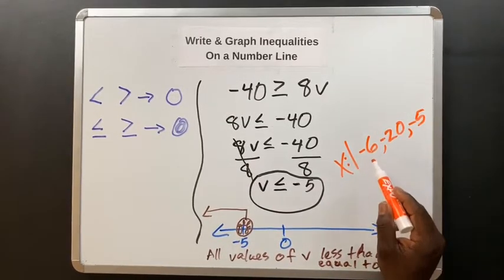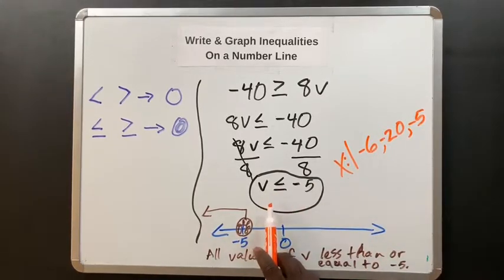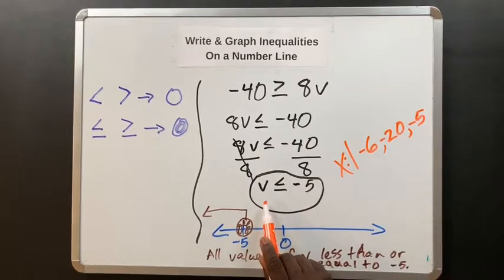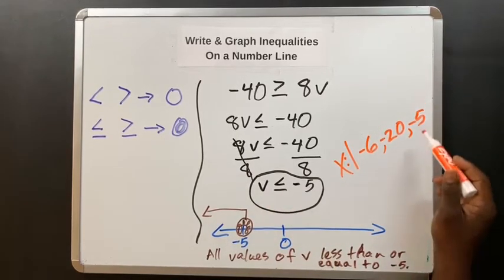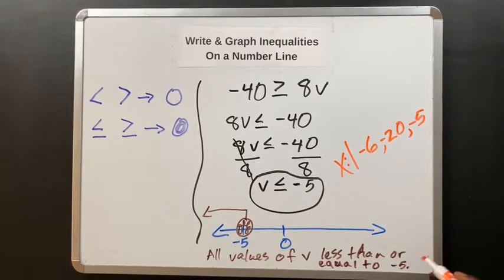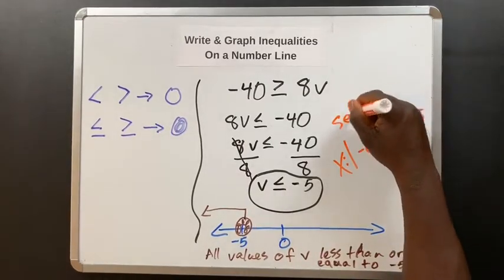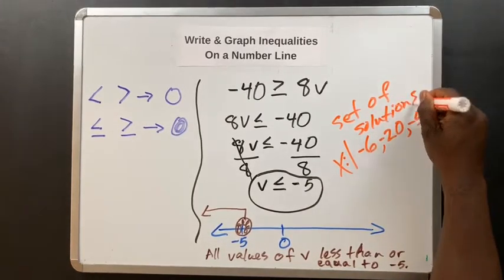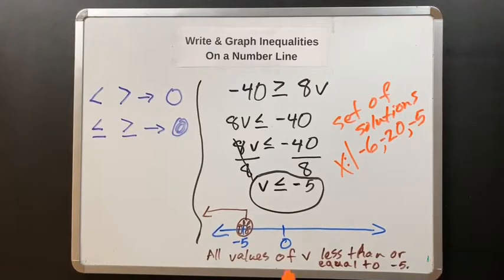Because if I plug in negative 6 for v, negative 6 is less than negative 5. That's true. If I plug in negative 20 for v, negative 20 is less than negative 5. But if I plug in negative 5 for v, negative 5 is not less than negative 5, but it is equal to negative 5. So this is a set of solutions right here. Solve the inequality, graph it, write the answer in a sentence, and then describe the set of solutions.